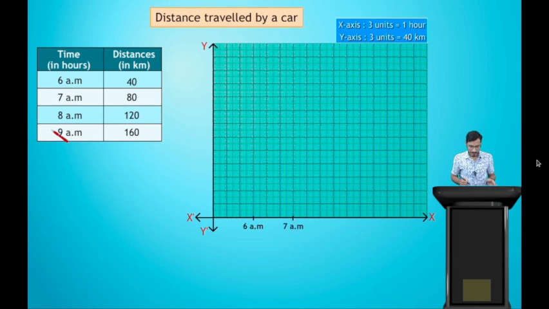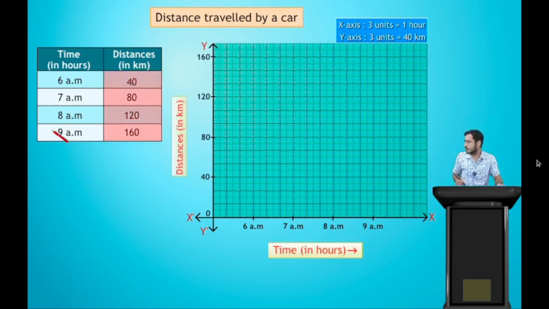Now on the x-axis, which represents time in hours, we mark 6 a.m., 7 a.m., 8 a.m., and 9 a.m. And on the y-axis we write 40, 80, 120, 160, which is distance in kilometer. So the x-axis represents time and the y-axis represents distance in kilometer. Now one by one you can plot the points. So 6 a.m. and 40 kilometer. Where is 6? On the x-axis, and 40.